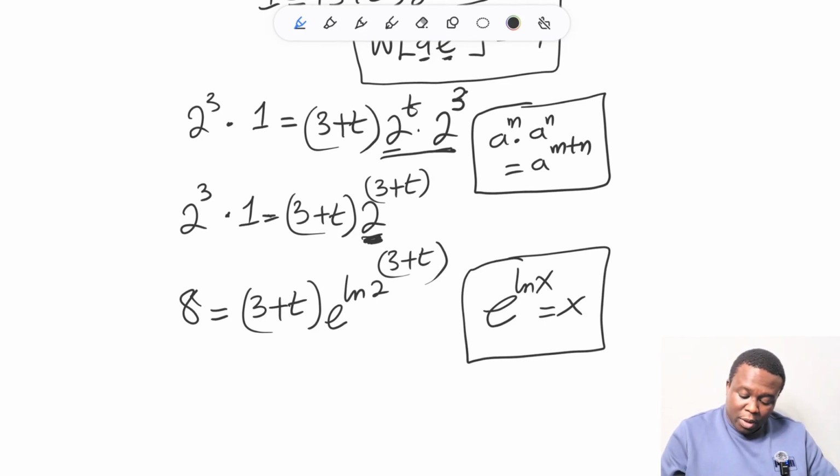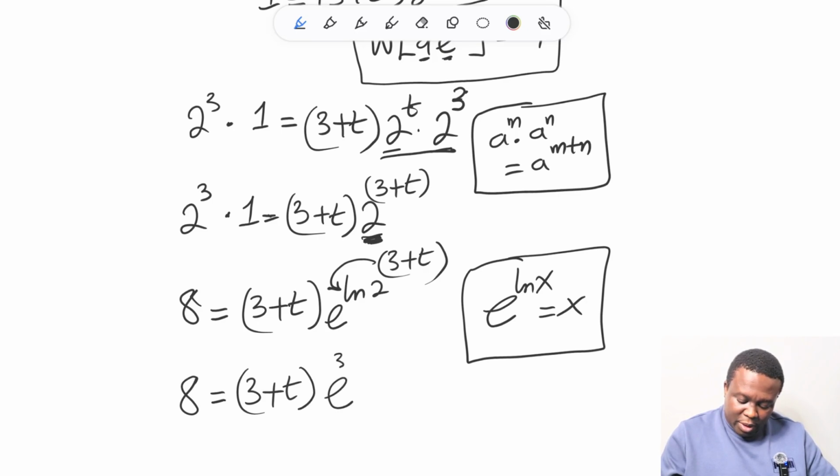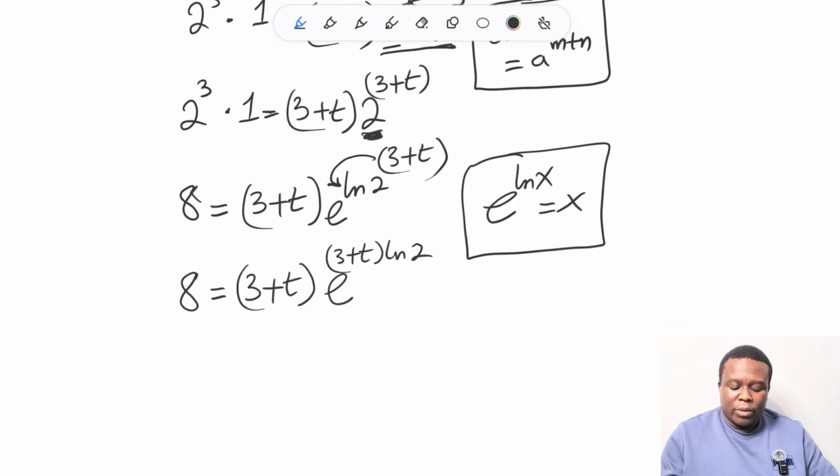Right, so we can move 3 plus t to go behind ln 2. And this whole thing becomes 3 plus t e raised to the power 3 plus t ln of 2. Now we notice that we've introduced the ln of 2. And that means the base needs to have the ln of 2 as well. And for this to happen, we need to multiply both sides by ln 2.